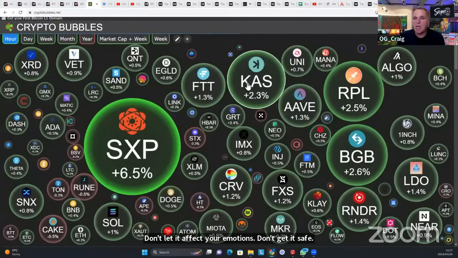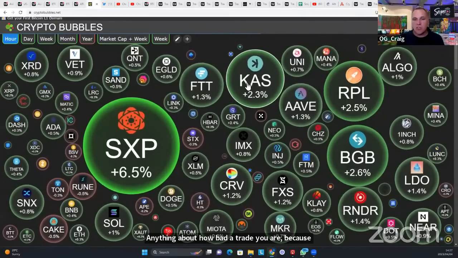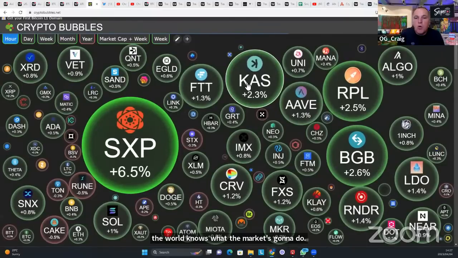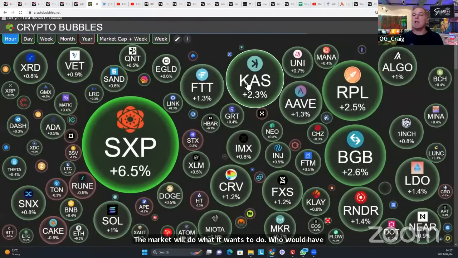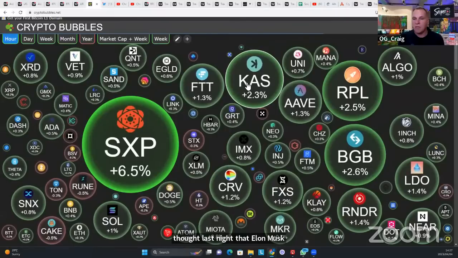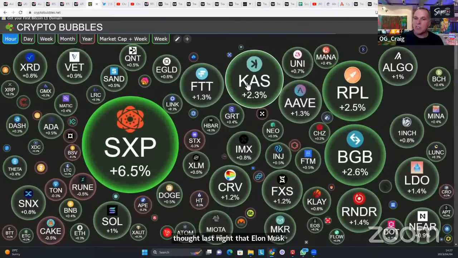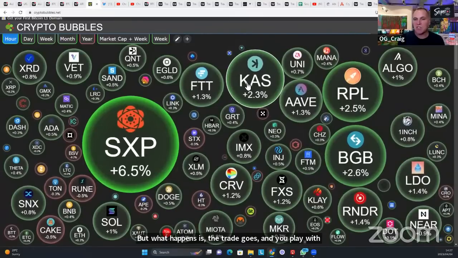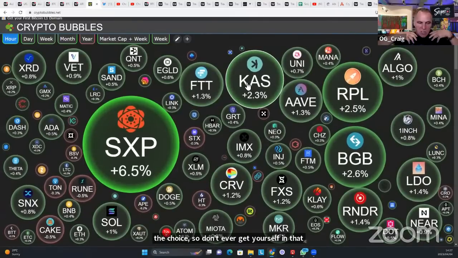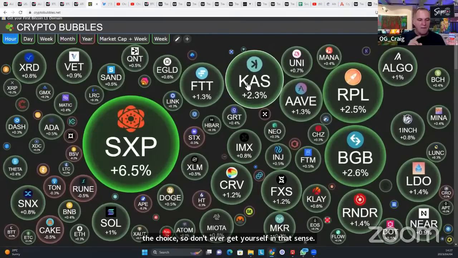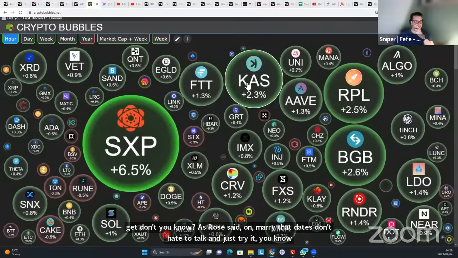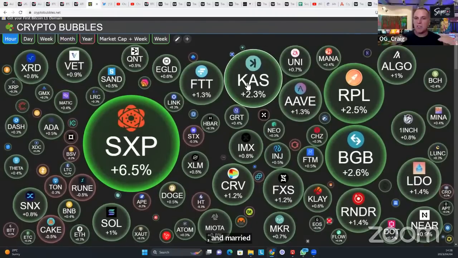Because as you said, no one here, not Sheldon, not any other trader in the world knows what the market's going to do. The market will do what it wants to do. Who would have thought last night that Elon Musk was going to go and change the Twitter thing to Doge? Okay, no one knows that. But what happens is the trade goes and you play with the charts. So don't ever get yourself into that situation. As we always say, don't marry, don't date, don't hate a token, just trade it, you know? Exactly. And don't revenge trade it. Don't hate it, just trade it. Yeah. You know, keep your stop losses tight and go with it.